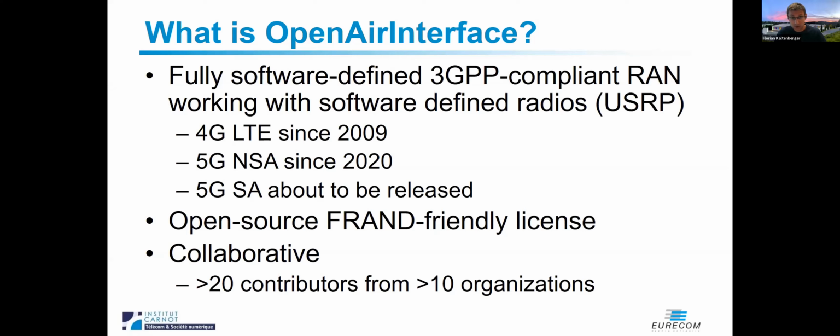One of the key differentiators of this project with respect to others is that it's open source, but not only that, it has an open-source-friendly license. It is based on FRAND, the fair, reasonable and non-discriminatory clause that is used by 3GPP to share different patents. This license that we introduced is one of its kind, allowing companies that have portfolios in 3GPP to contribute code to this open source project without losing their rights to the patent. And it's a truly collaborative project. For the 5G development, we have more than 20 contributors from over 10 organizations.